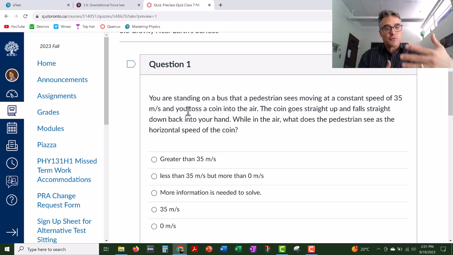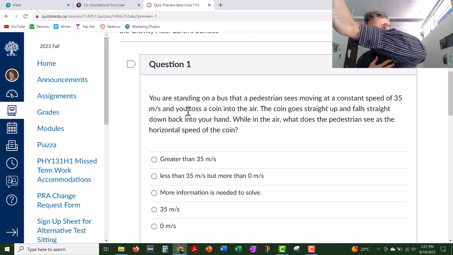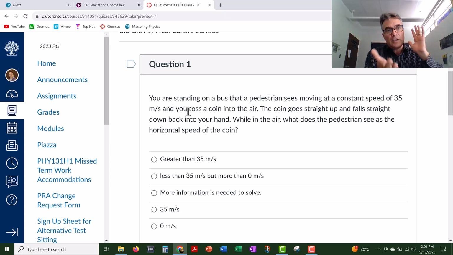There's another reference frame, which is the pedestrian, just watching the bus and you go by. In this question you need to think about separating out horizontal motion versus vertical motion. The question is, while the coin is in the air, what does the pedestrian see as the horizontal speed of the coin? Whereas in your reference frame, since it's going straight up and down, it has no horizontal component to its speed. So I hope that helps.